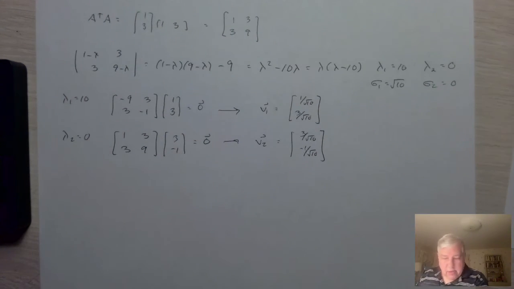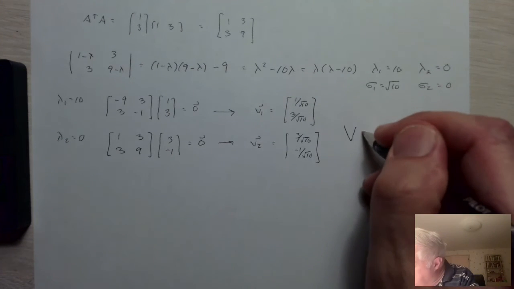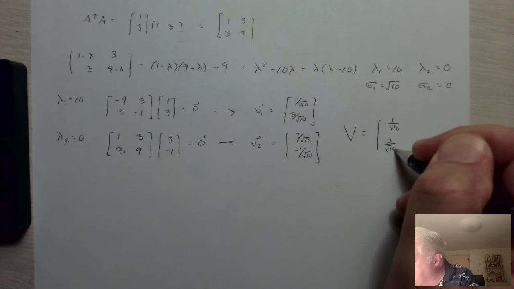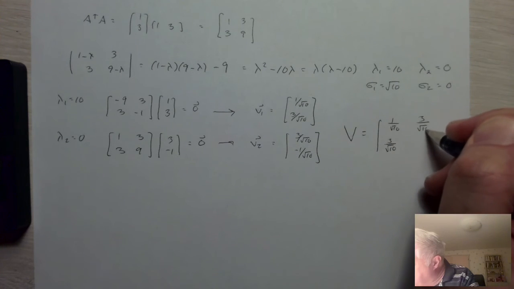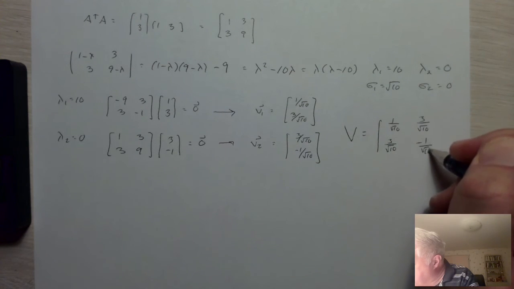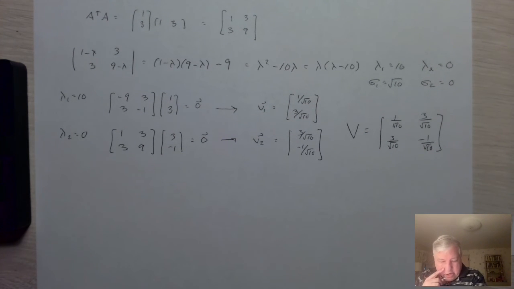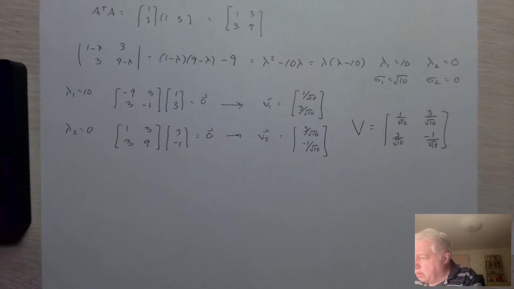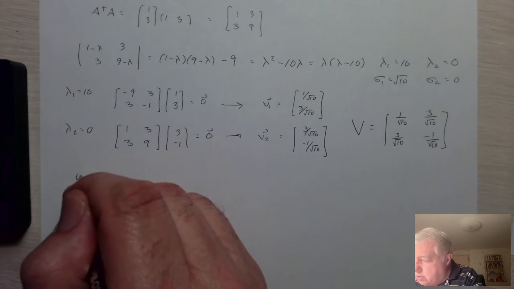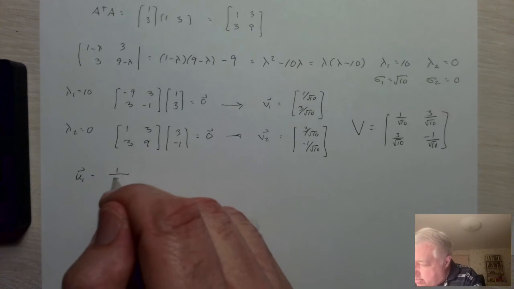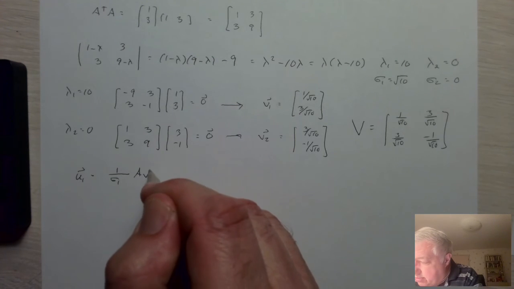So our matrix V is going to be 1 over square root of 10, 3 over square root of 10, 3 over square root of 10, and negative 1 over square root of 10. Now, to find U, U1 is going to be 1 over sigma 1 times AV1.